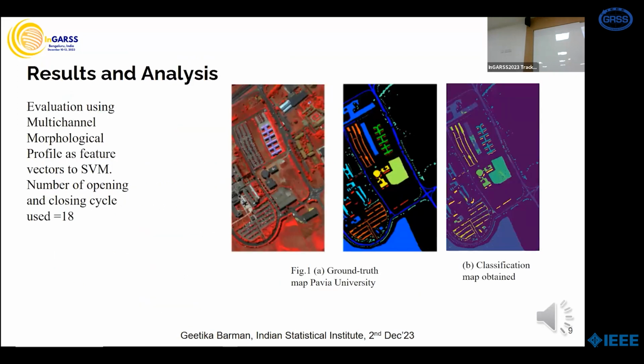We computed the features observed in the multivariate morphological profile using the proposed vector ordering method, which were subsequently used for classification using a support vector machine. We employed the Pavia University hyperspectral image dataset consisting of 9 classes and 115 bands. Since the morphological profile is dependent on the number of opening and closing cycles, empirically we decided the number of opening and closing cycles as 3, where the classification accuracy is optimal. In this figure, A is the ground truth map of Pavia University and B corresponds to the classification map obtained using the proposed approach.